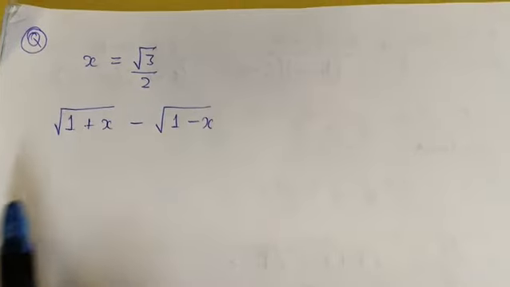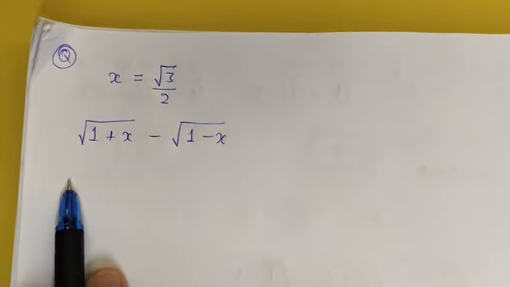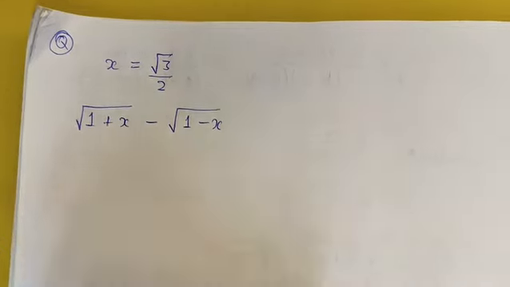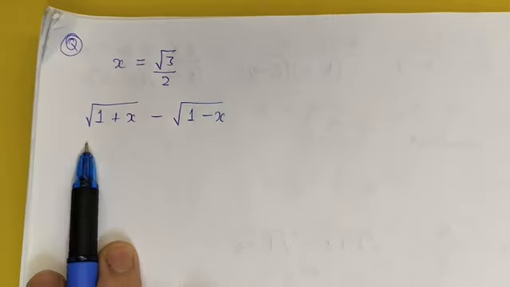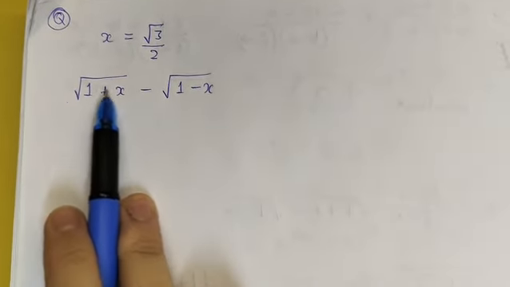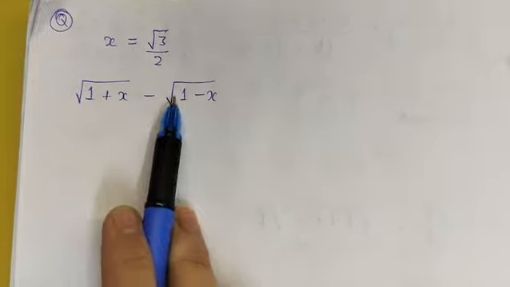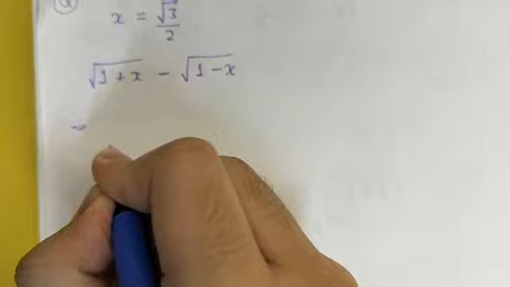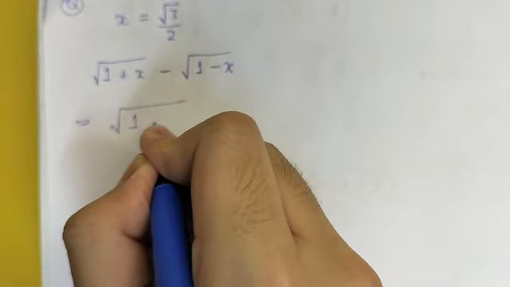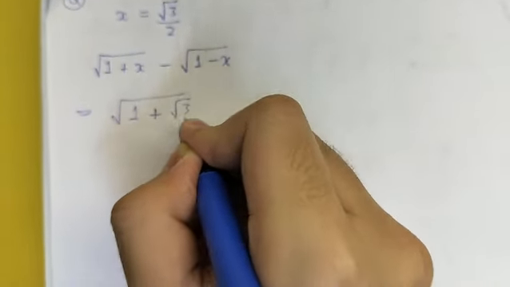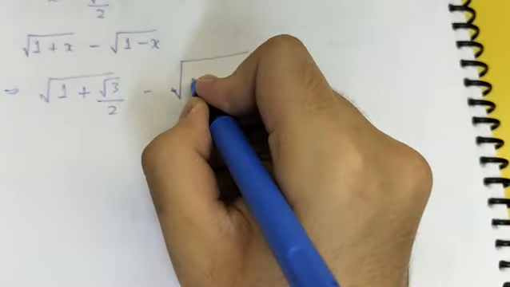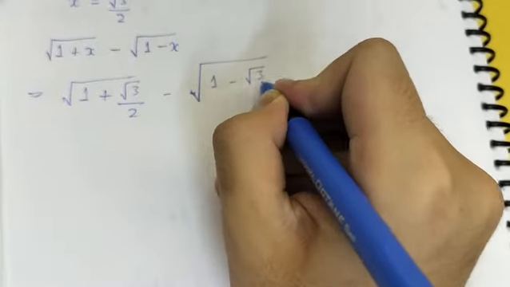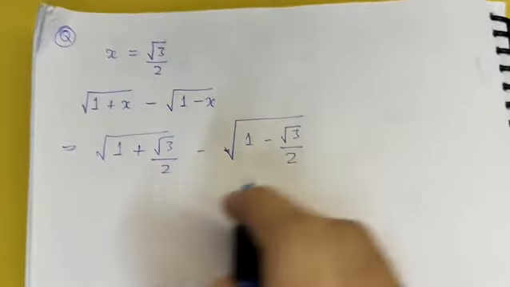We have a question of mathematics associated with number systems this time. We have x equal to root 3 by 2, and we have to find the value of the expression root of (1 plus x) minus root of (1 minus x). You might be thinking of adding 1 plus root 3 by 2 and subtracting 1 minus root 3 by 2 by replacing the value of x with root 3 by 2.